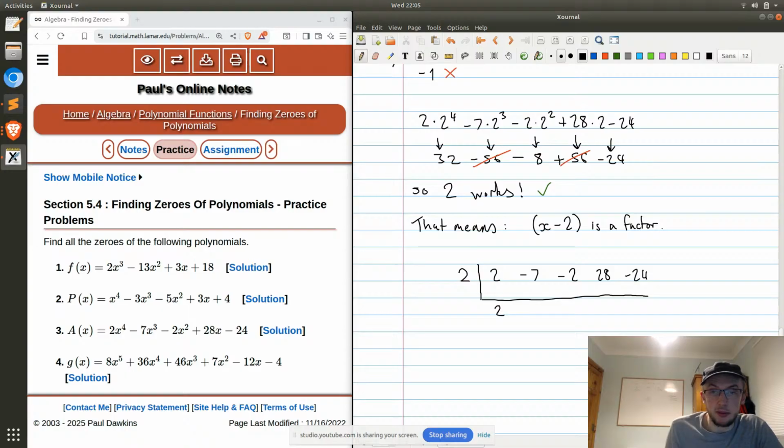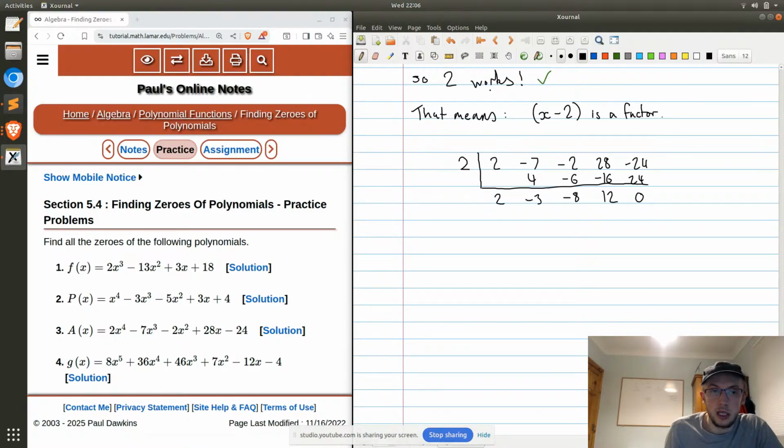Okay, now 2 times 2 is 4. And add them together, and I get -3. 2 times -3 is -6. And add them together, and I get -8. 2 times -8 is -16. Add them together, and I get 12. 2 times 12 is 24. Add together, and I get 0, just like I expected. So now A of x can be written as this guy.